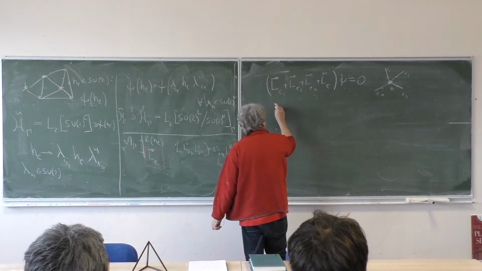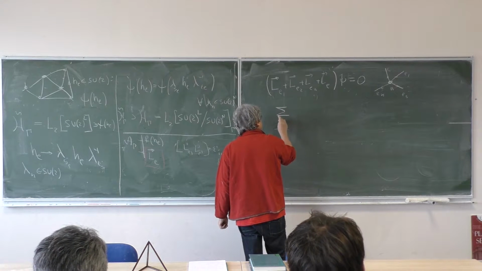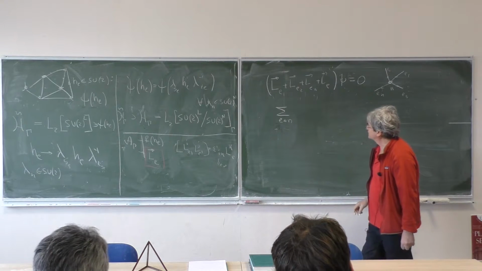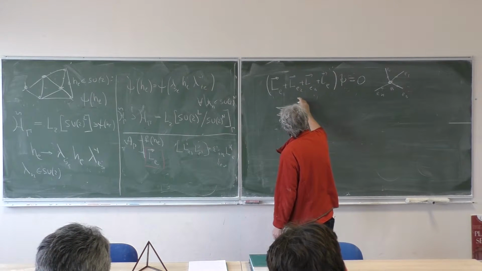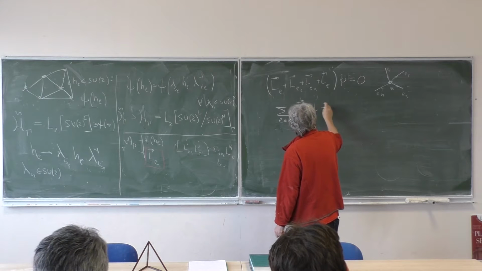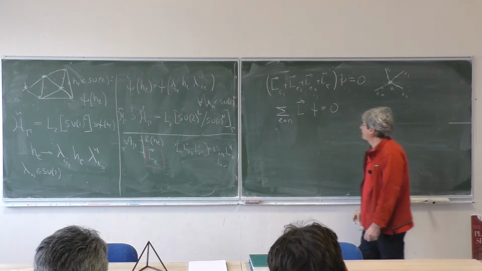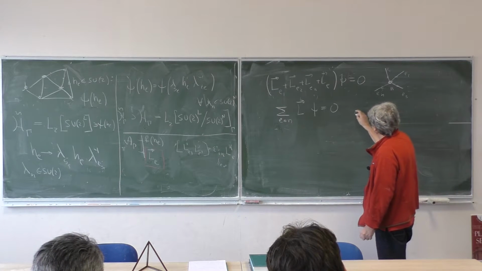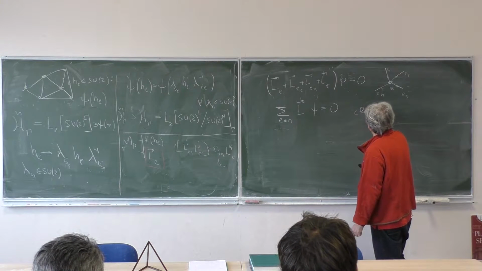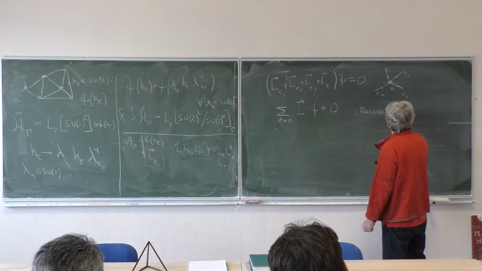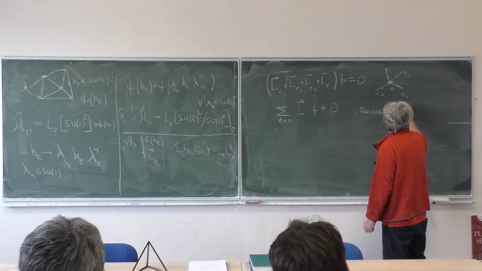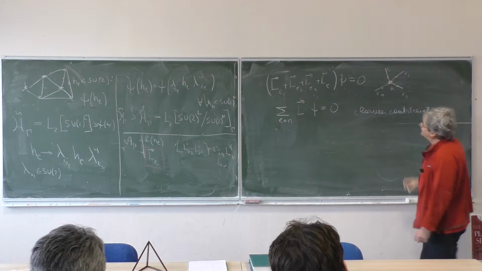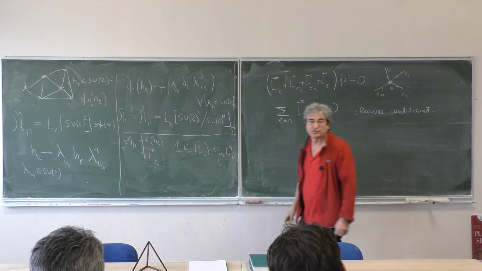Let me write it more compactly. The sum over the links that come out of a node, with this notation, L acting on psi, is 0. This is called the closure equation, or closure constraint, or closure relation. Now, why is it true? Well, it's pretty obvious why it is true.